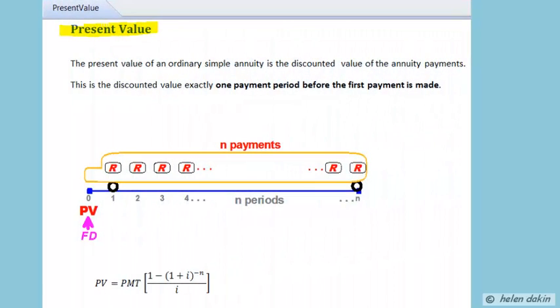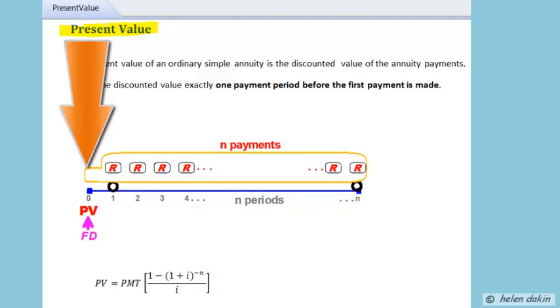I'm back this time to discuss with you calculations involving present value for annuities. The present value of an ordinary simple annuity is simply the discounted value of all of the annuity payments. This discounted value occurs exactly one payment period before the first payment is made.